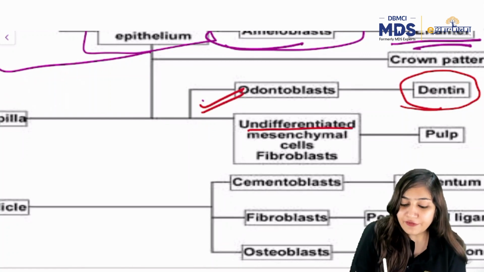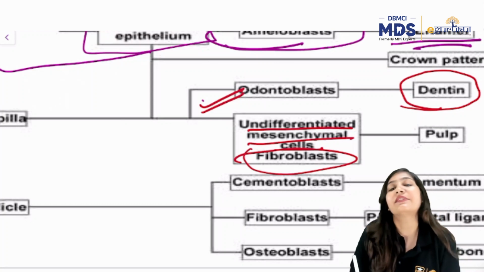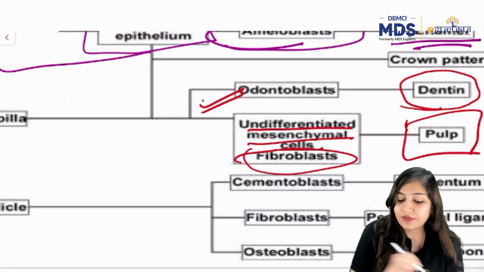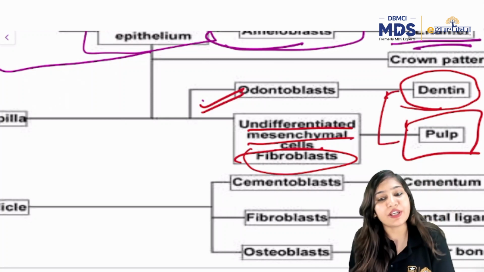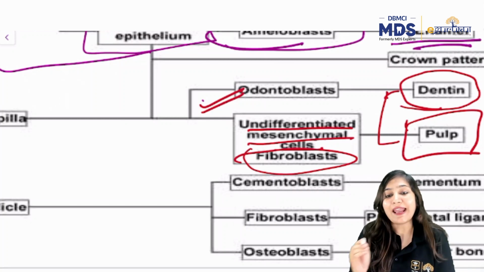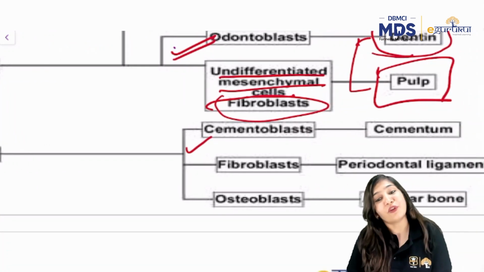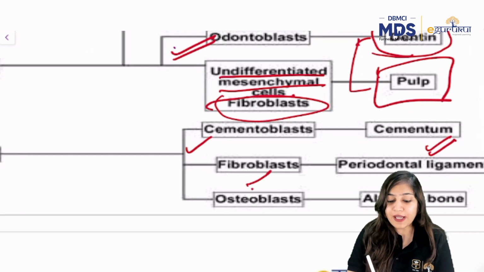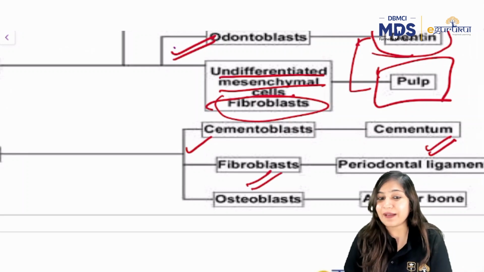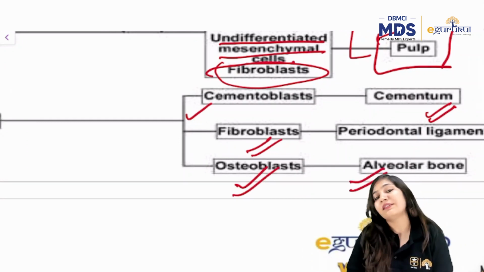And we will have undifferentiated mesenchymal cells or fibroblast cells. This fibroblast cells will differentiate into pulp. So dental papilla finally gives rise to dentine and pulp after differentiating it into odontoblast and fibroblast cells. Coming to dental follicle, it will differentiate into cementoblast. This cementoblast cells will form what? Cementum. Fibroblast cells will form periodontal ligament. And osteoblast, osteo meaning bone, so they will form alveolar bone.